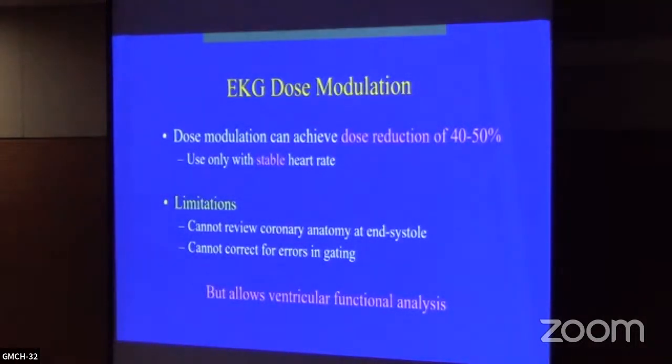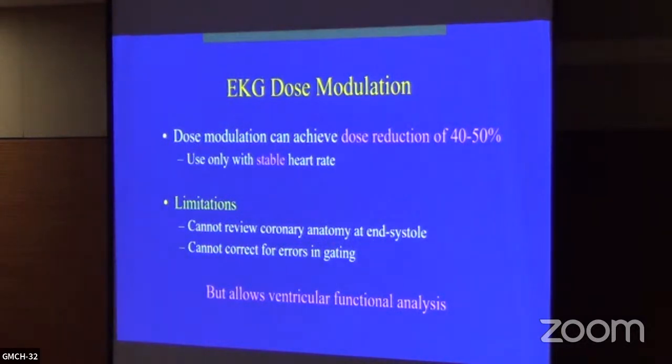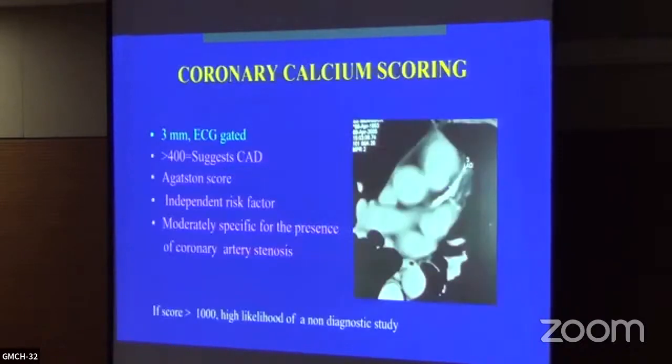Like I said, ECG dose modulation uses lower tube current during certain parts of the cycle. This reduces your dose by 40 to 50%, but it can be used only in patients with a stable heart rate, because now you don't have the entire data and you cannot review the coronary anatomy at end systole, and you cannot correct for errors in gating. However, it does allow you ventricular functional analysis, so that has to be kept in mind.